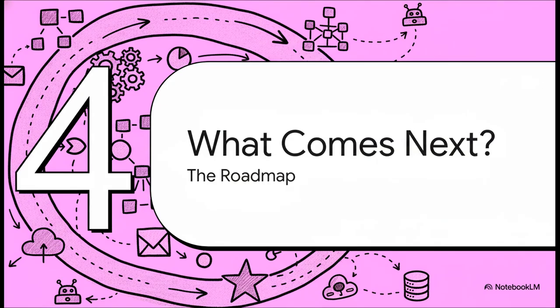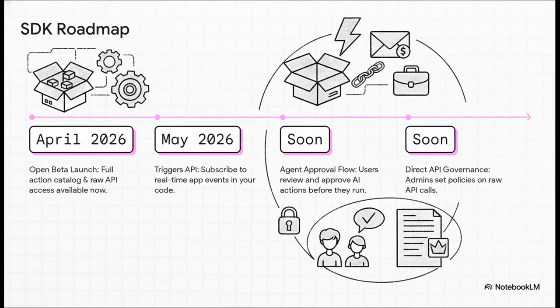And believe it or not, the SDK is just getting started. This is a living, evolving platform. And if you look at the roadmap, you can see just how much more powerful it's about to get. So the SDK is already out in open beta right now, but the next really big step is the Triggers API. This is going to let your code react to things happening in your apps in real time. So, for example, your code could instantly run the moment a new email arrives or when a sales deal is marked closed. You don't have to build custom webhooks or constantly check for updates anymore. And on top of that, better tools for user approvals and security are coming soon too.